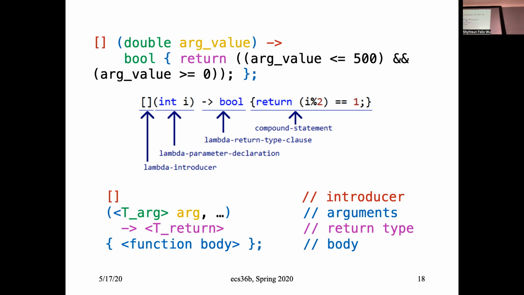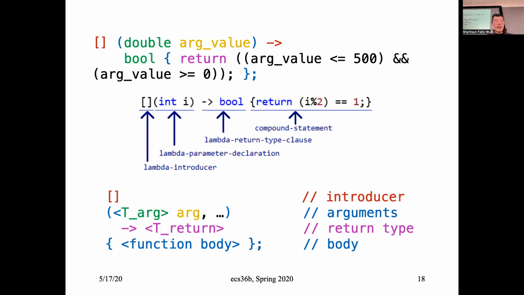Let's look at this piece of code. There are in fact four different components. The first component is what we call the lambda introducer. The second one is the argument of that nameless function. The third part is the return type. And then there's the body of the function. Okay, so let's take a look at one at a time.